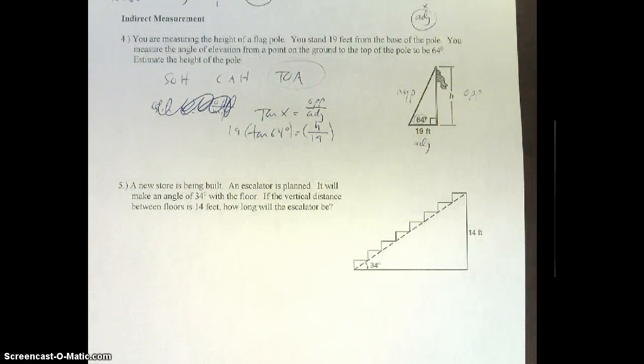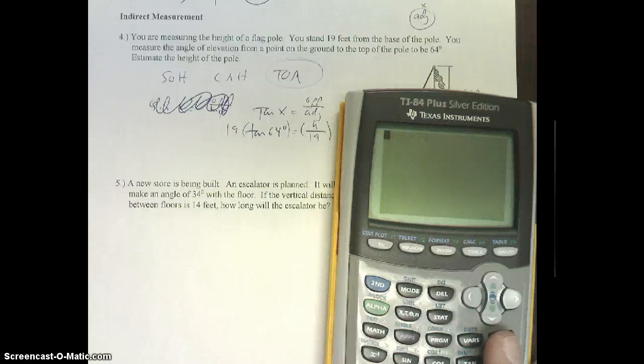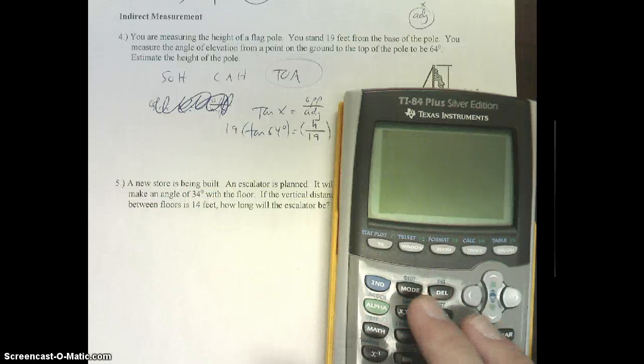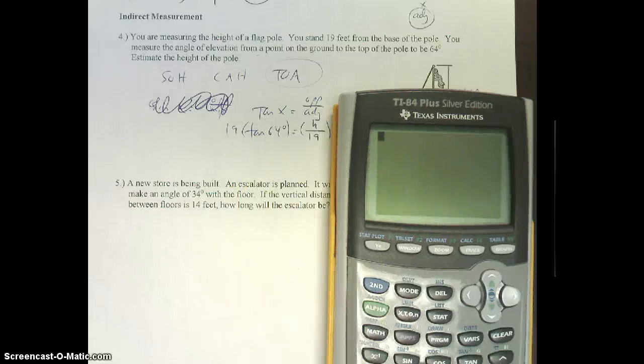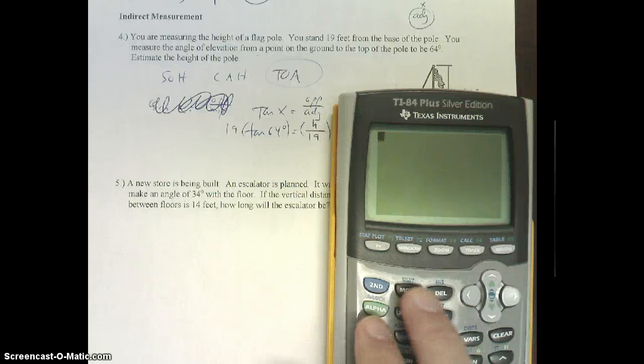Okay? Now we're going to break in the calculator here, which leads me to a very important point, which you'll hear me say tons of times in class. You see how this is 64 degrees? This calculator has 2 modes, degrees and radians. We're never going to talk about radians in this class. You'll hear more about that in years to come.